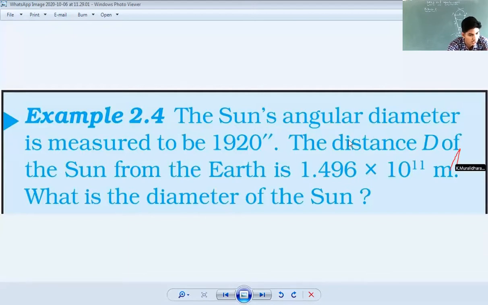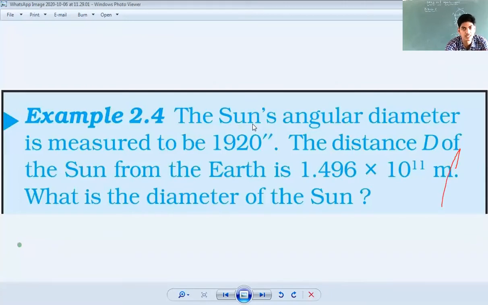The sun's angular diameter is measured to be 1920 seconds. The distance d of the sun from the earth is 1.496 into 10 power 11 meter. What is the diameter of the sun? So this is the problem.